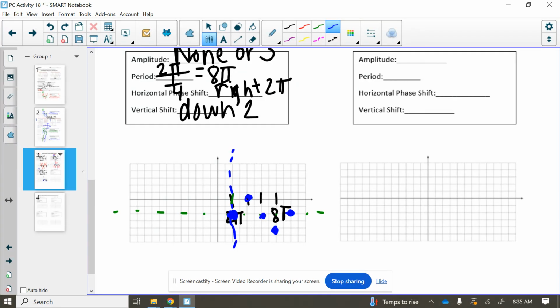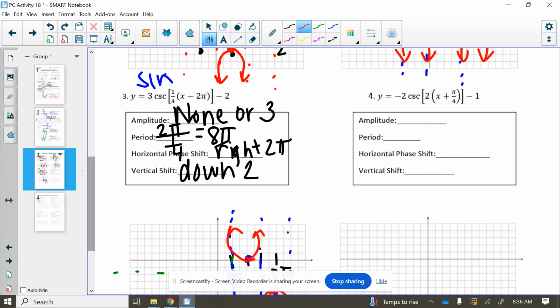Anywhere we touch that midline value, we are going to sketch in a vertical asymptote. And then any maxes or mins, we are going to put in a parabola up or down depending on max or min.